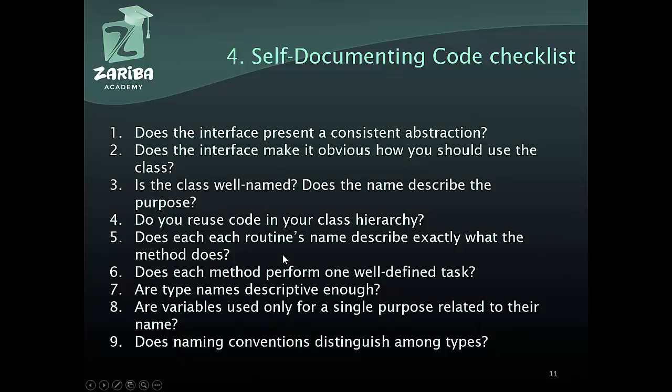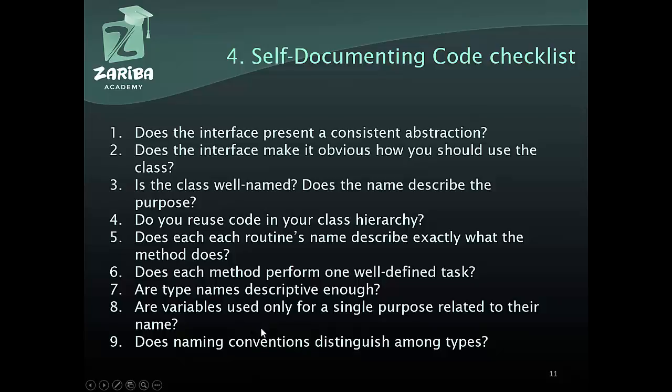Does each routine's name describe exactly what the method does? So correct naming of methods. One well-defined task, and that's what your method should do. Are type names descriptive enough? Okay, say we have a school with students, and I have a list which is just called students, but I actually wanted to say students from, I don't know, 5th grade or something, right? So always try to think whether your names are good enough and descriptive enough.